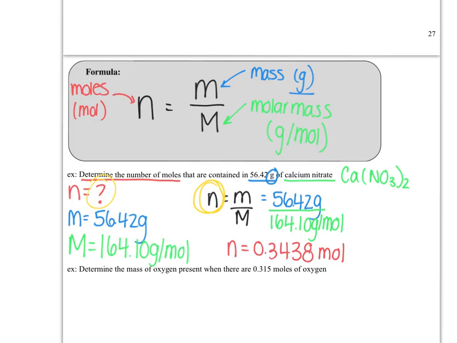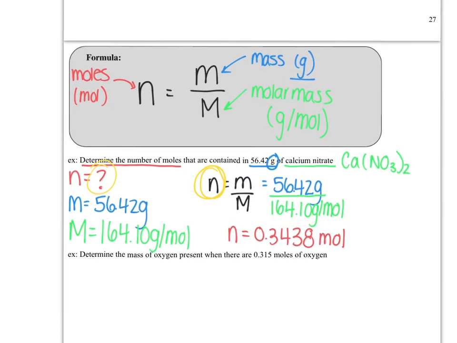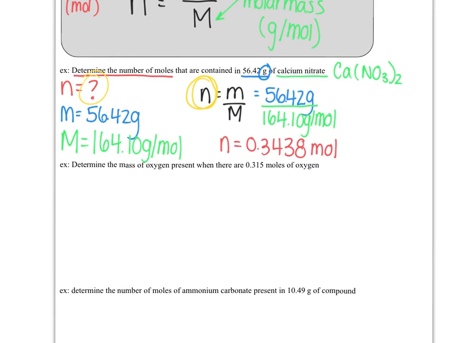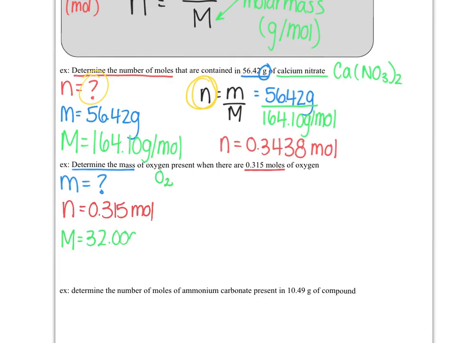All right, let's try it again. We're going to determine the mass of oxygen present when there are 0.315 moles of oxygen. So this time, we are looking to determine the mass, and we are given 0.315 moles. So n is equal to 0.315 moles. A reminder, oxygen is O2, the element, and we calculated that molar mass above. It was 32.00 grams per mole.